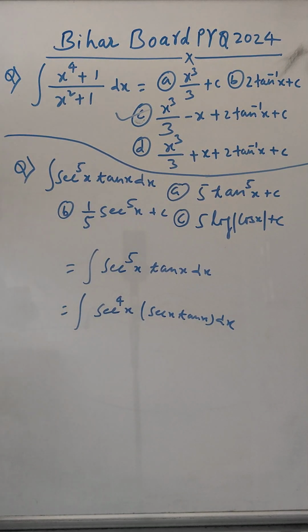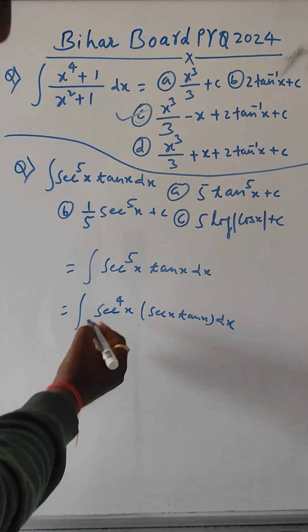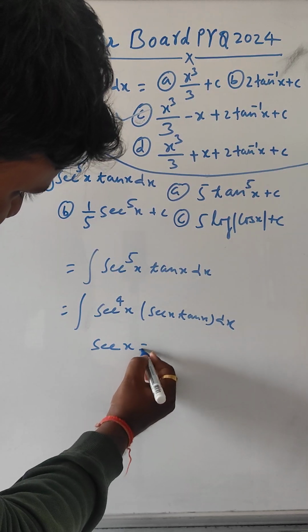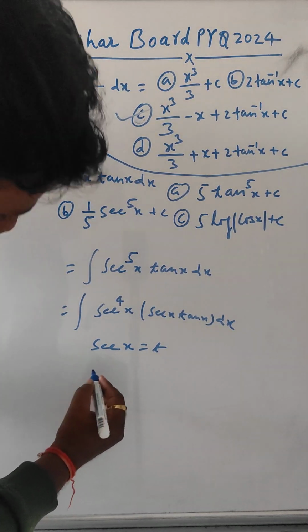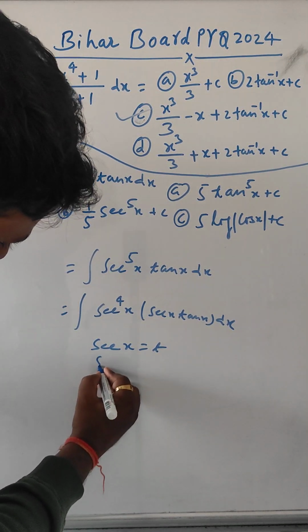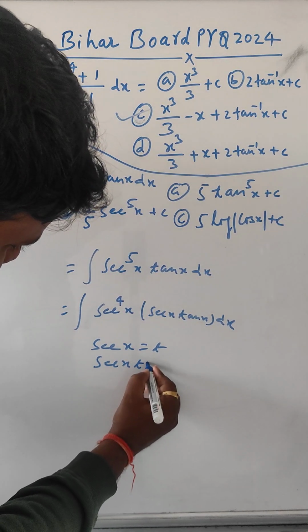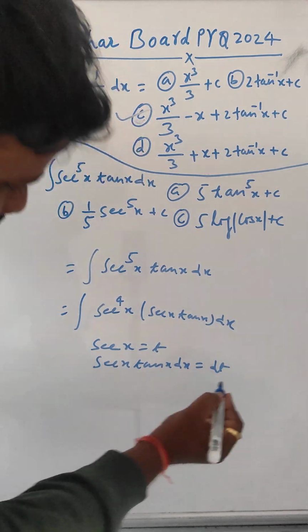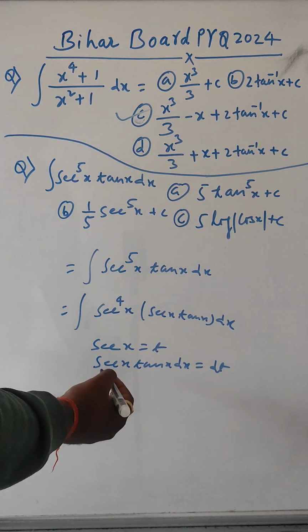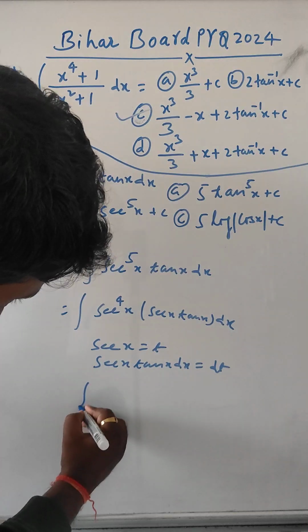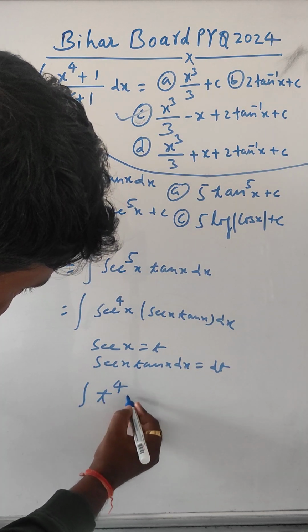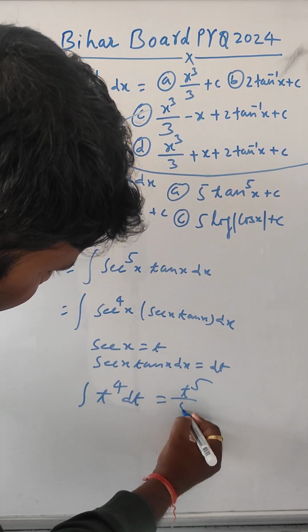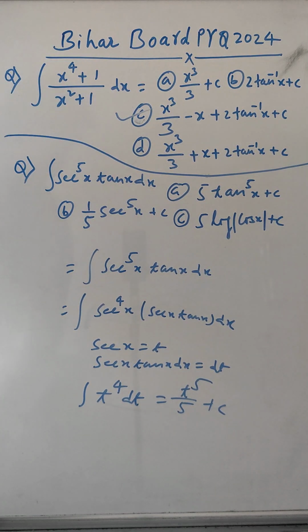So if we let sec x equal t, then the differentiation of this gives sec x tan x dx equal to dt. Now if we substitute here, it becomes t to the power 4 dt. Then t^5/5 plus c.